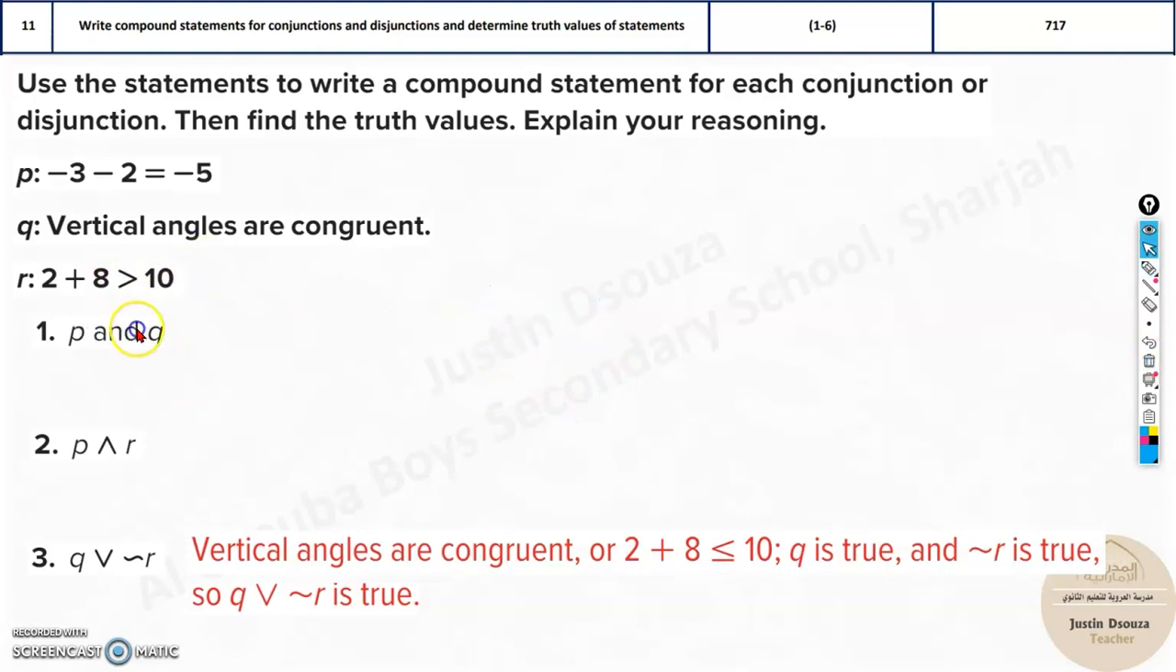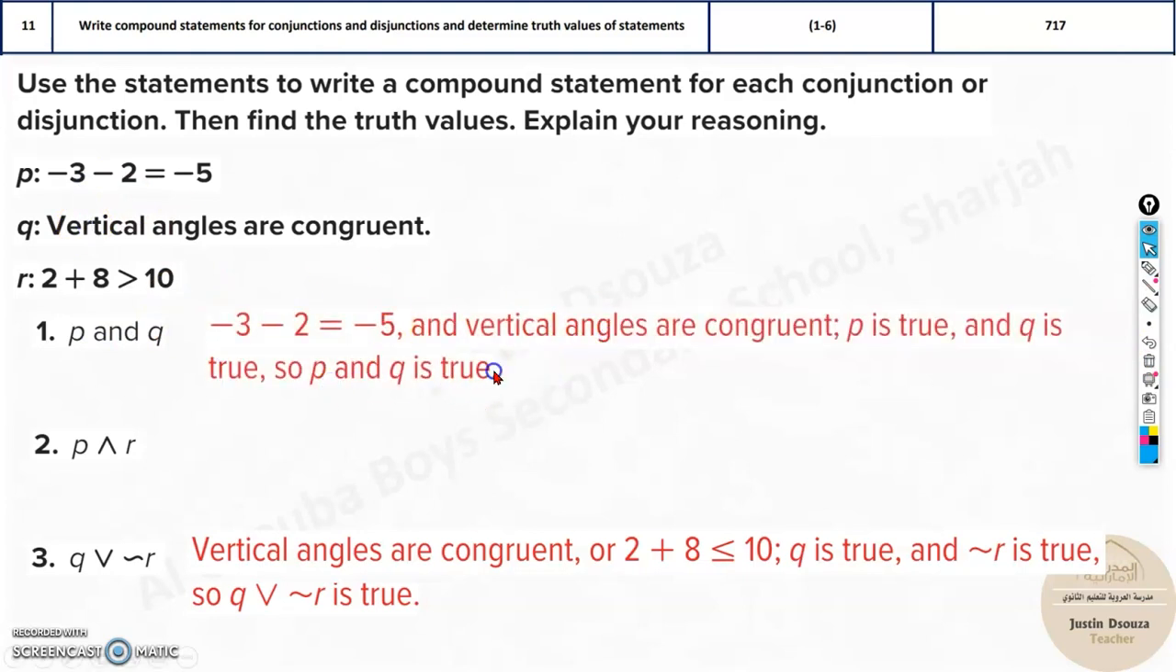Now let us do the statements. P and Q. P and Q both are true. So the compound statement is true. Why? Because this and this both are true.